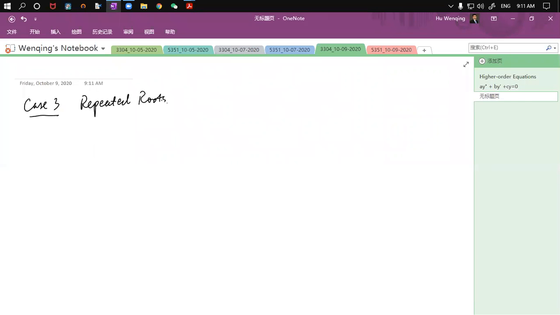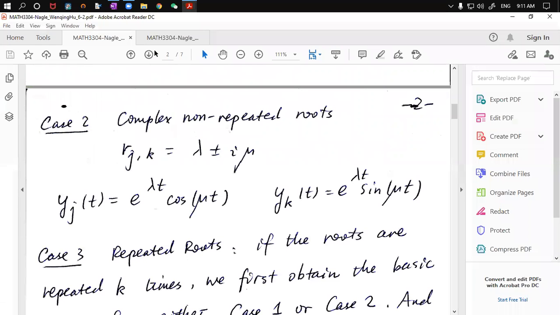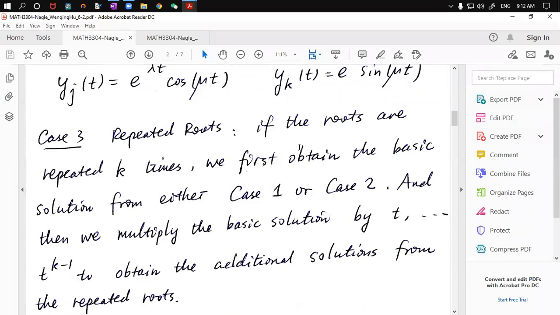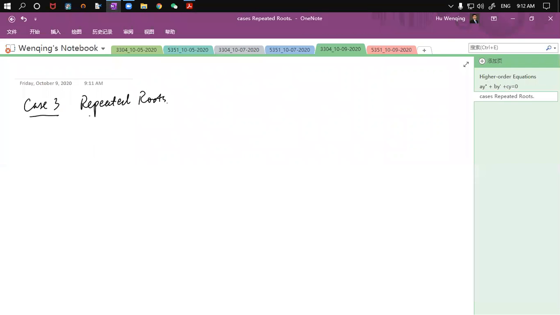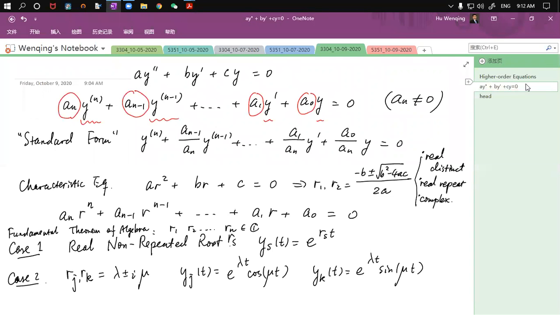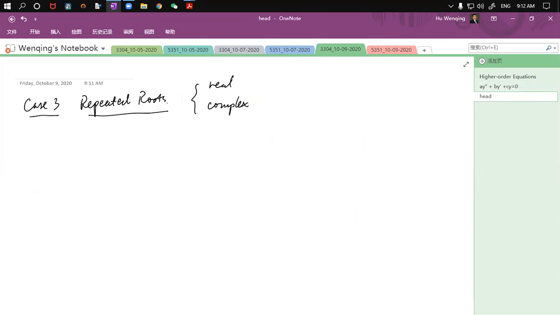Okay, so what happens in the case of repeated roots? If the roots are repeated k times, we're first going to obtain the basic solution from either case 1 or case 2. These repeated roots might be real, or they might be complex. It's not guaranteed because we're in a higher order situation. In a second order situation, if the roots are repeated, they must be real. But in our case, if they're repeated, they might even be complex.